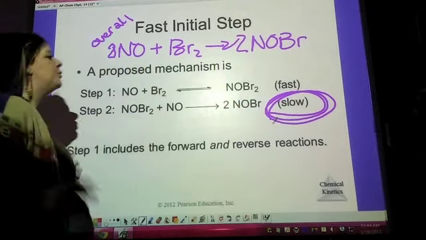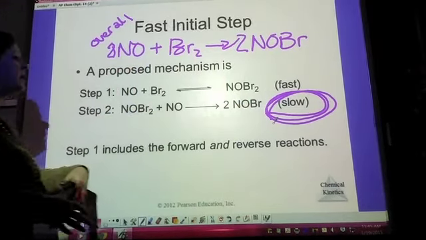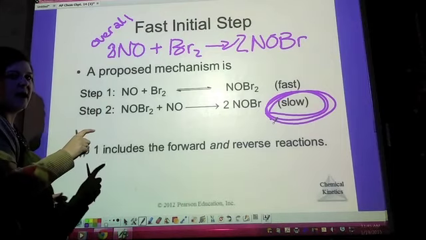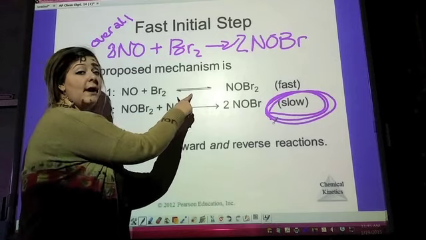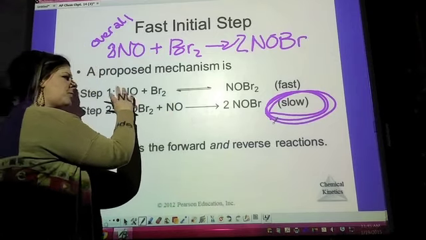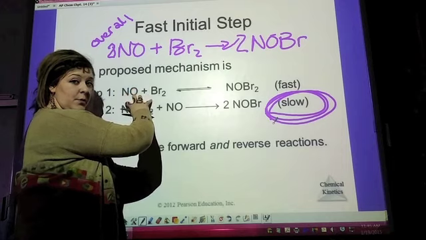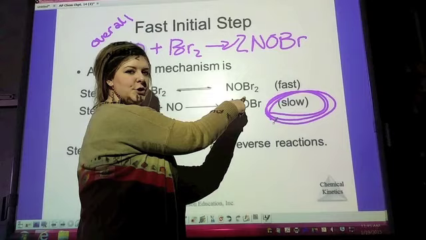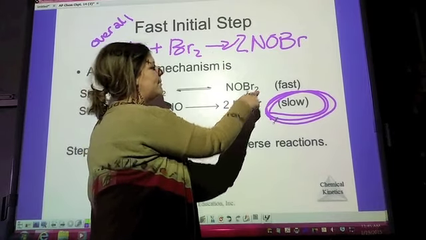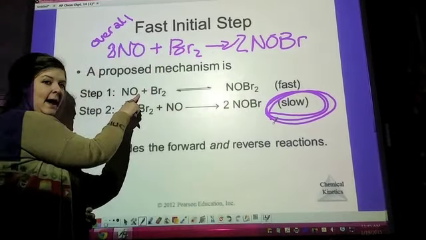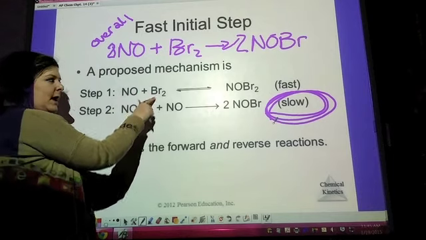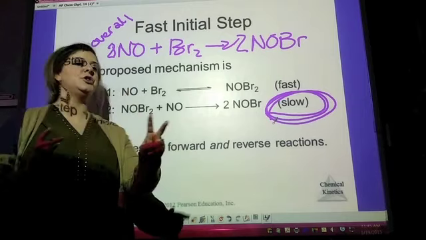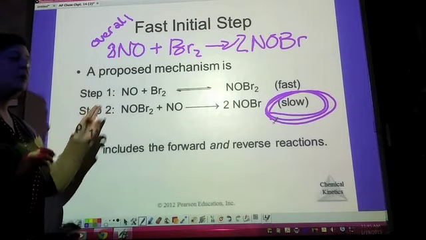That means that NO and Br2 react super quickly to form NOBr2, but there's something super special about this first step, and that is the double arrow, meaning that I have an equilibrium piece to step number 1. So just as NO and Br2 are coming to form NOBr2, it's going to happen at the same rate that NOBr2 is going to break back down into NO and Br2, okay? That really means that you have 2 different reactions happening in step 1.